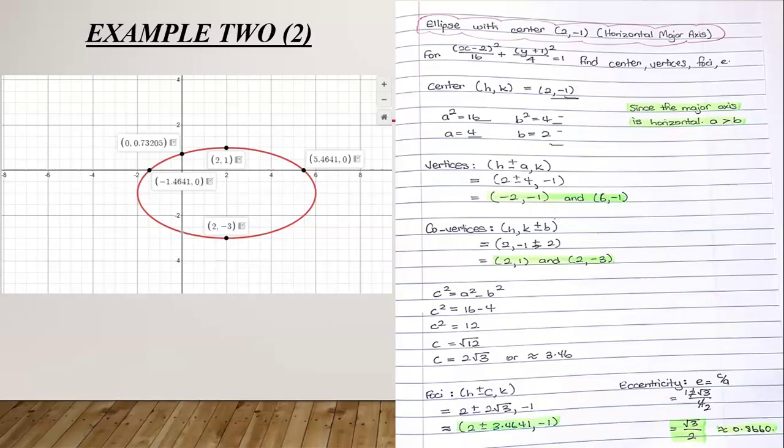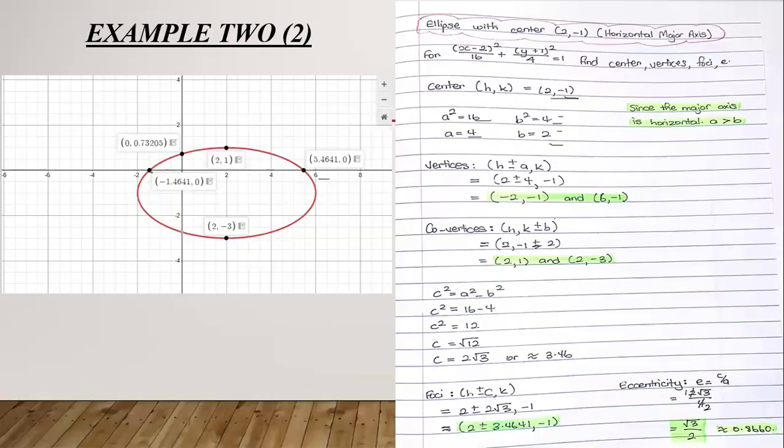So we know the vertices are here. We have h plus or minus a, and k. Then we have 2, which is h, plus or minus 4, and negative 1. So minus 2, negative 1, and 6, negative 1. So you can see that over in the diagram over here. So we have 6, negative 1. Then we have 2, negative 1.